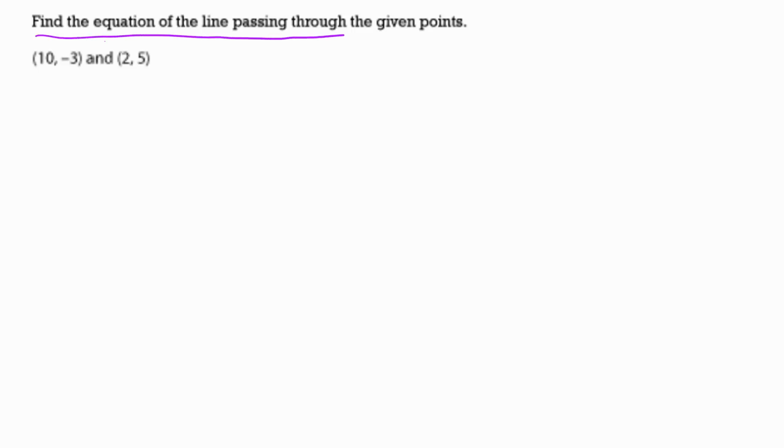Find the equation of the line passing through the given points. The points we're given are (10, -3) and (2, 5). Let's refer to this one as x1, y1 and this one as x2, y2.